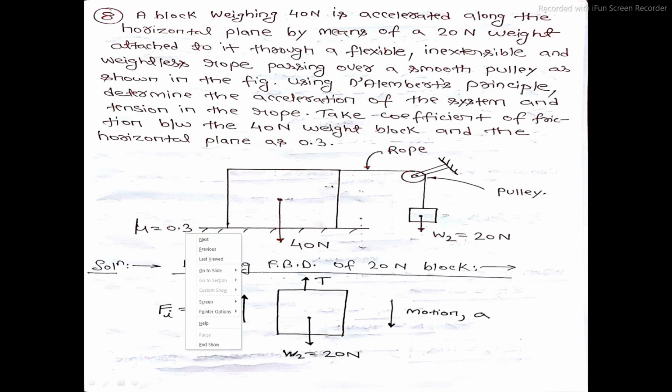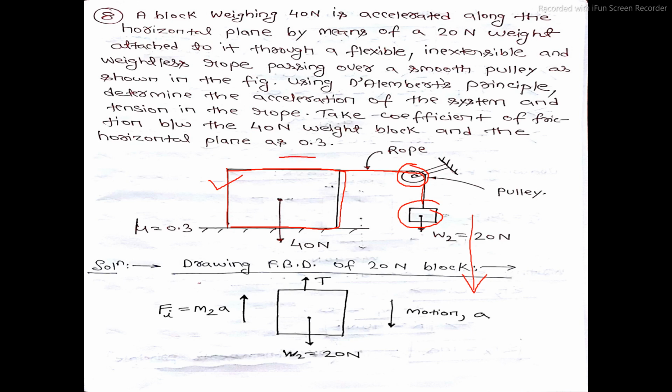That means, according to this problem, there is a block, and this block is accelerated horizontally with the help of this weight, which is attached over this pulley through this frictionless rope. That means this weight is moving down. Then only this block will be accelerated in this direction.